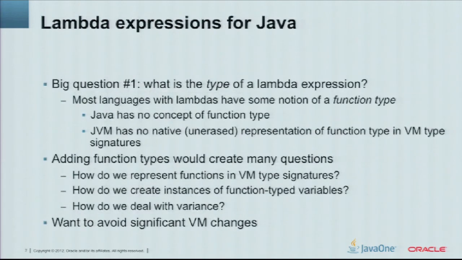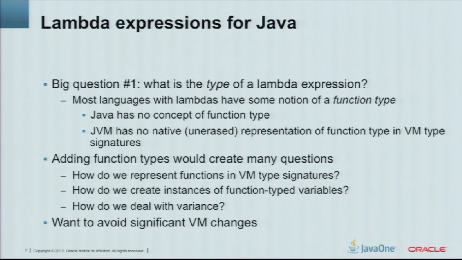Okay, so the first question that you have to answer when you say, I want to add a new kind of expression to my language, is what is the type of that expression? Java is a typed language. So you have this new kind of expression. What's its type? In most languages, the type of a lambda expression is a function type. This is a structural type of function from T to U, function from int to int.